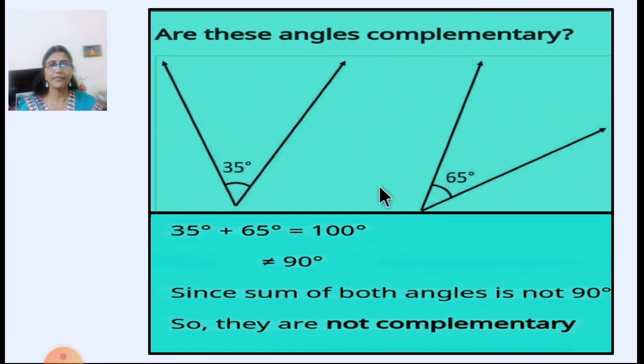Now here we will see, are these angles complementary? These two angles are given and you have to find out, are these angles complementary? So let us add this 35 degrees. Here the measure of this angle is given 35 degrees and this one is 65 degrees. When we add we are getting here 100 degrees, which is not equal to 90 degrees. Since sum of both the angles is not 90 degrees, they are not complementary.